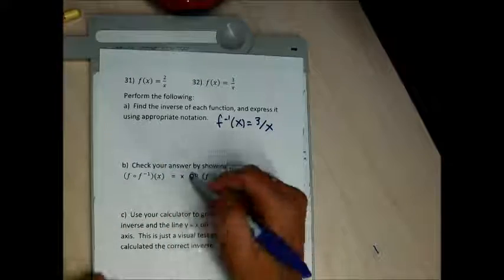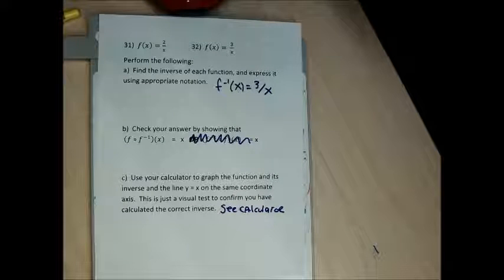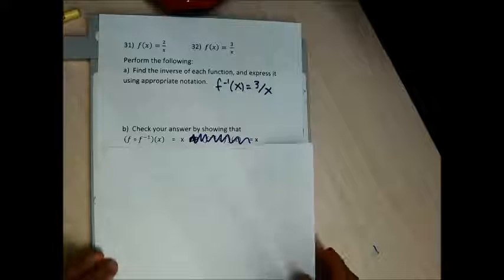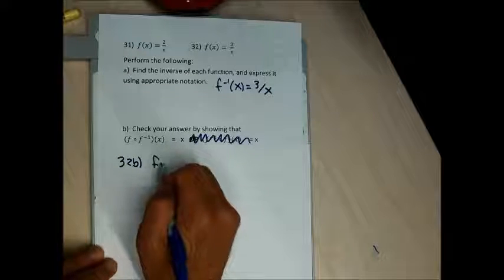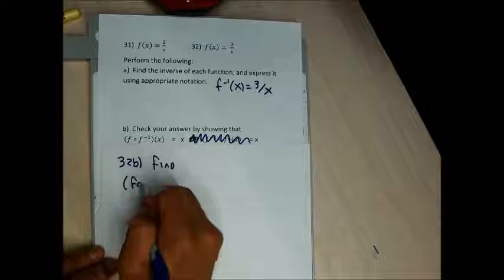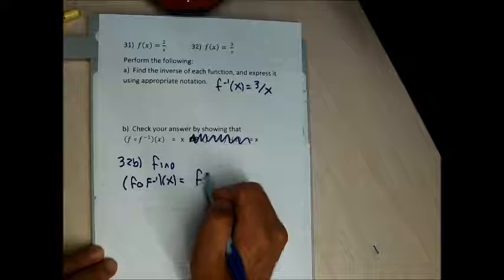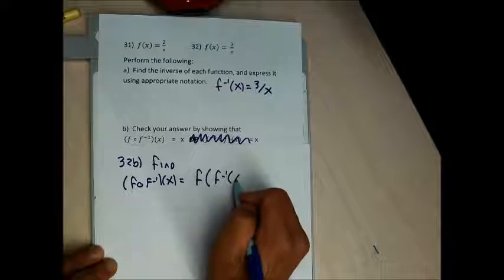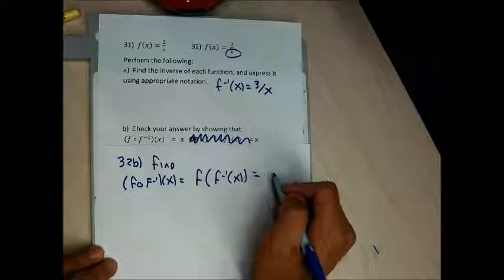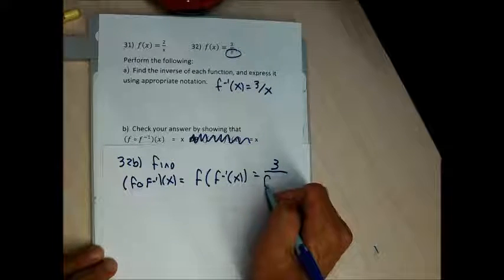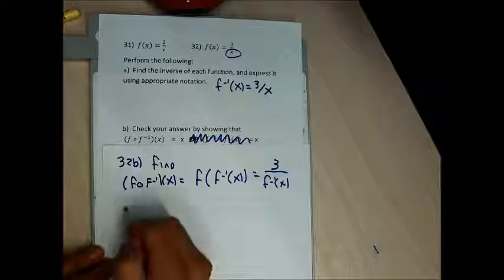Now I'm going to move on to part B. And for part B, I'm going to find f composed with f inverse. And it better just equal x. So for 32b, I need to find f composed with f inverse of x. I know that that means f of f inverse of x. That means to go to the f function, change that x to f inverse. So that's going to be 3 over f inverse of x. Just changing the x to f inverse.